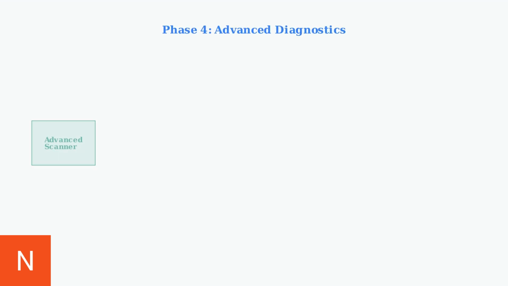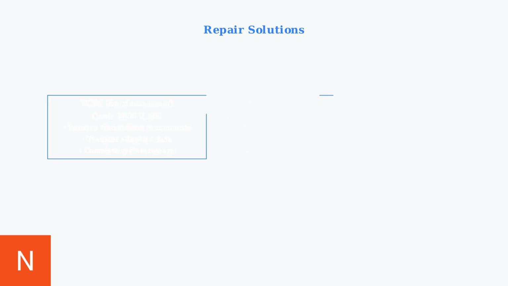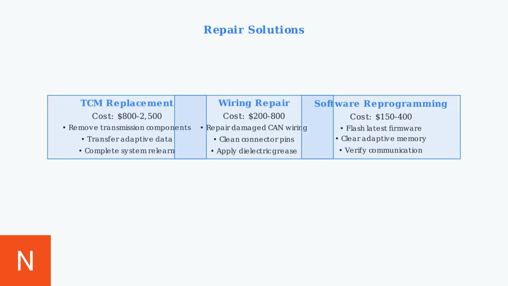Advanced diagnostics involve using bidirectional scanners to test actual communication with the TCM. This allows you to send commands directly to the module and monitor network traffic in real time. Based on your diagnostic findings, there are 3 main repair solutions. TCM replacement costs $800 to $2,500, wiring repair ranges from $200 to $800, and software reprogramming costs $150 to $400.